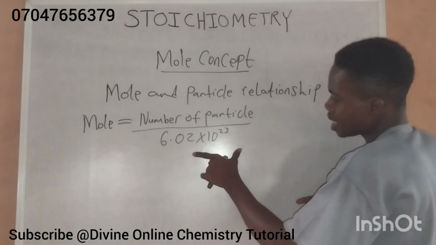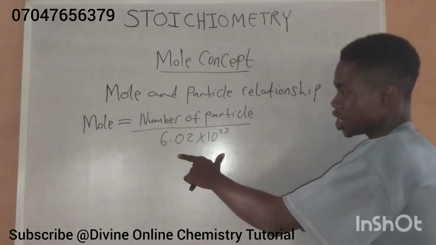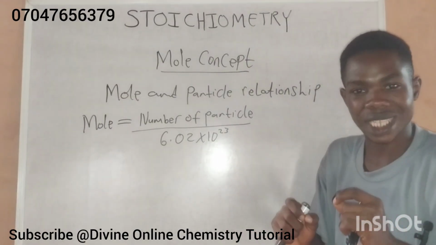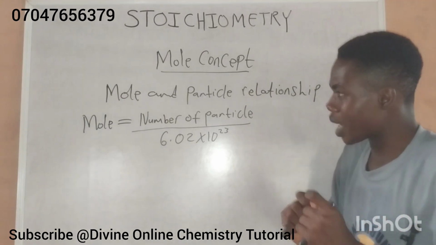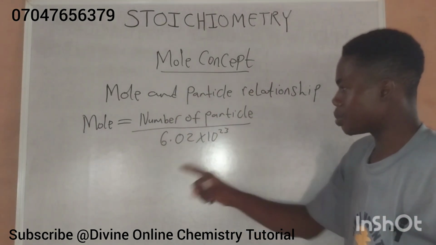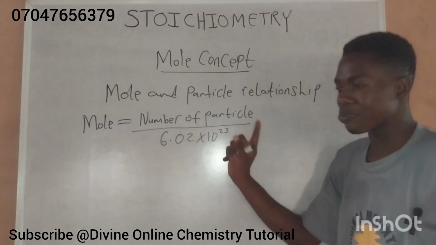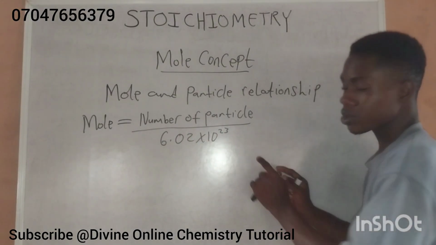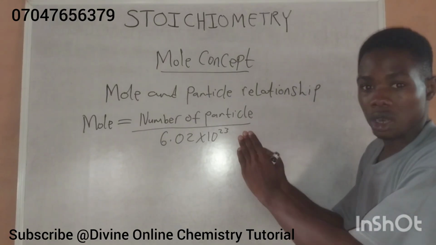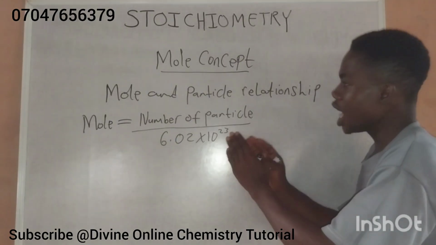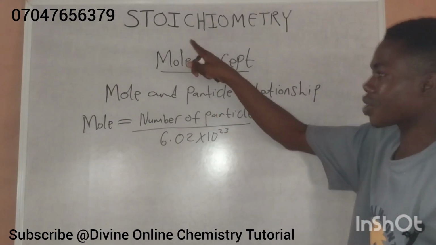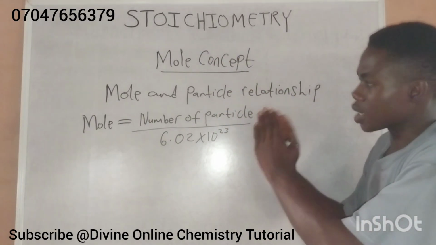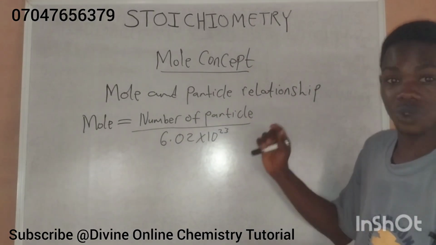And of course, I said the name of this earlier on when I was teaching. Please take note that 6.02 times 10 raised to the power 23 is known as Avogadro's constant or Avogadro's number. So under mole and particle relationship, we have mole equal to number of particle divided by 6.02 times 10 raised to the power 23. Please take note of all these relationships and formulas that I'm bringing out right now. This really helps under stoichiometry when you're calculating stoichiometry calculations. So please familiarize yourself with all these equations under all these relationships.